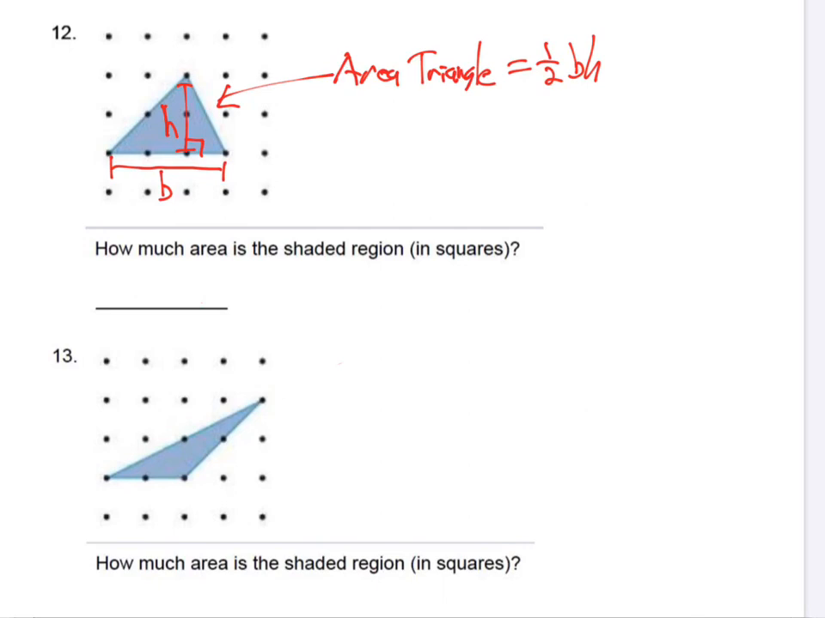So what is that height? It's 1 square, 2 squares. It's 2 squares high and 1, 2, 3 squares wide. The base is 3. So the base is 3, the height is 2. So it's a half times the base, which is 3, times the height, which is 2. 3 times 2 is 6. Half of 6? 3.